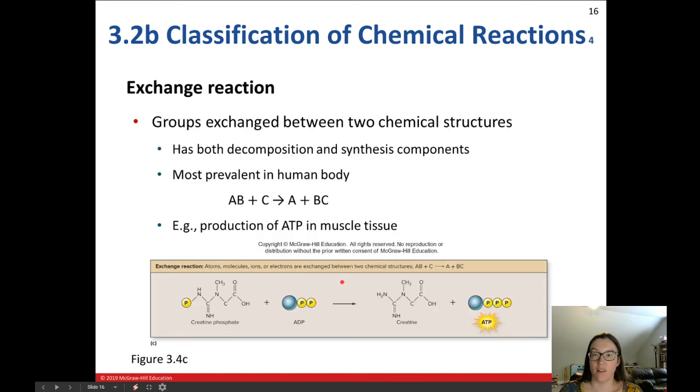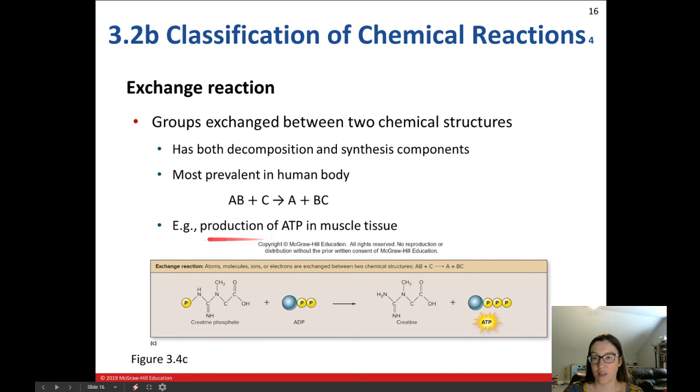And then those are a little bit simpler to look at, but then we also have another type called exchange reactions. And this is probably the most common in the human body. This is where we have groups that are exchanged between 2 chemical structures. So it's got elements of both decomposition and synthesis reactions. And so we have AB plus C equals A plus BC. So in this case, we're moving the B from that first structure to the second.